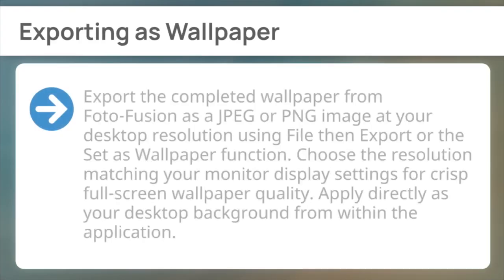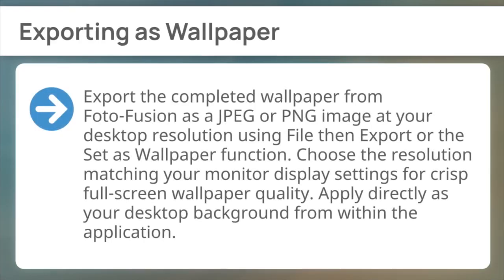Finally, exporting as wallpaper. Export the completed wallpaper from Foto-Fusion as a JPEG or PNG image at your desktop resolution using File then Export, or the Set as Wallpaper function. Choose the resolution matching your monitor display settings for crisp, full-screen wallpaper quality. Apply directly as your desktop background from within the application.